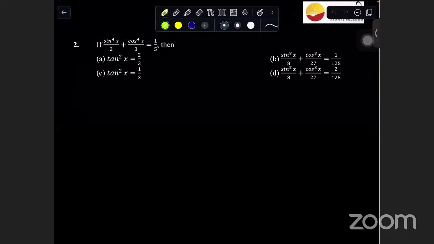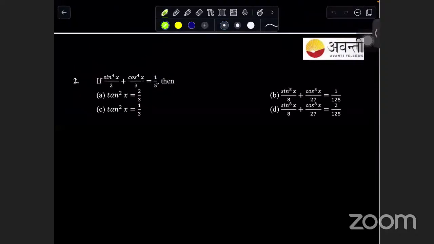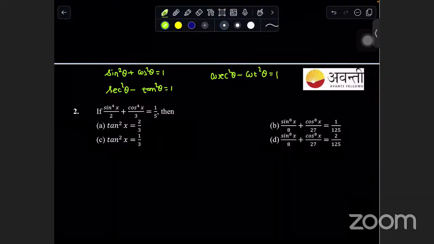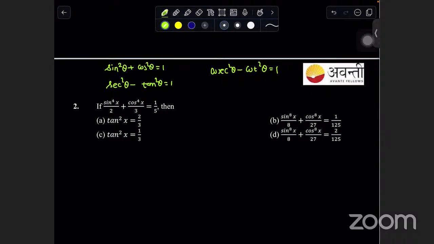I'll start with this question. This question was asked in JEE. It's a very good question and requires only the knowledge of class 10th trigonometry. In class 10th, we studied three identities, that is sine square theta plus cos square theta is 1, secant square theta minus tan square theta is 1, and cosec square theta minus cot square theta is 1. So we will try to use these only and reach some conclusion.